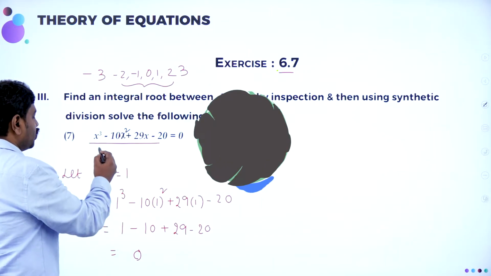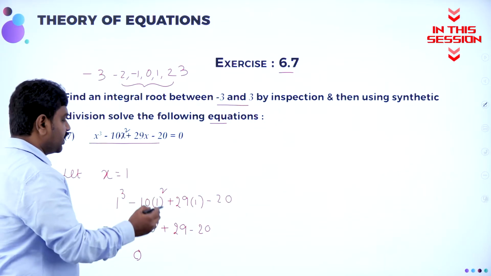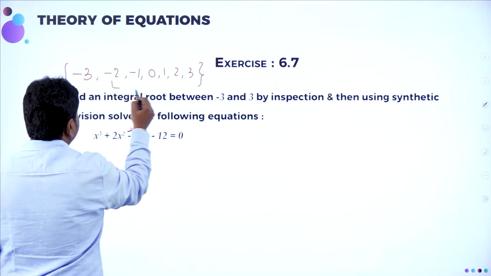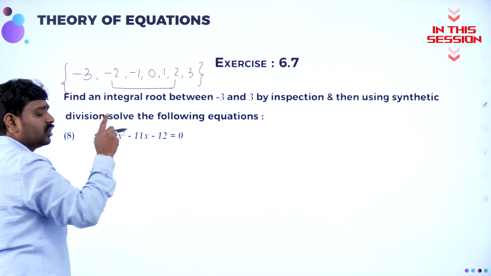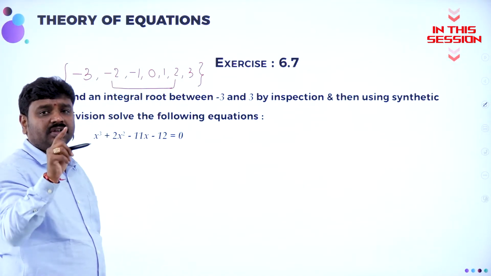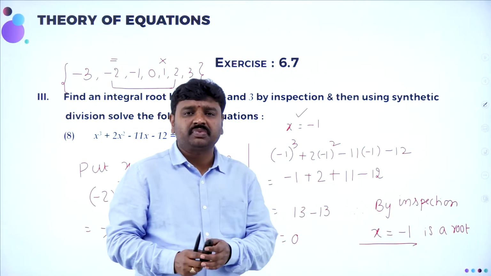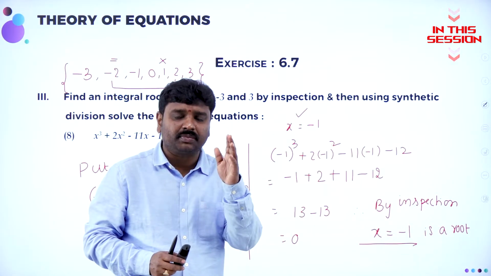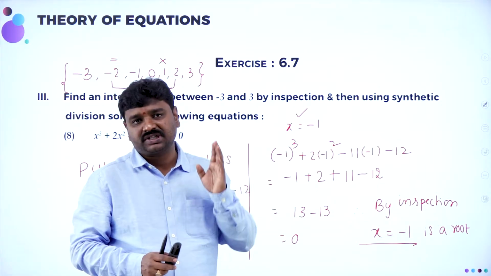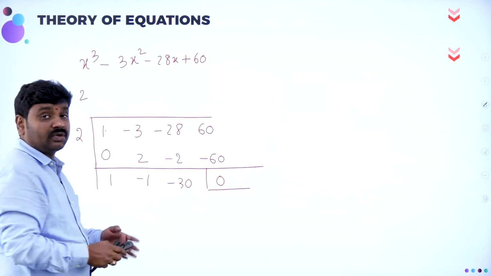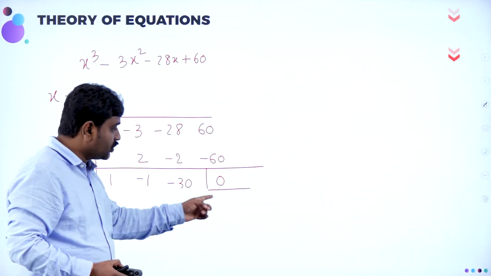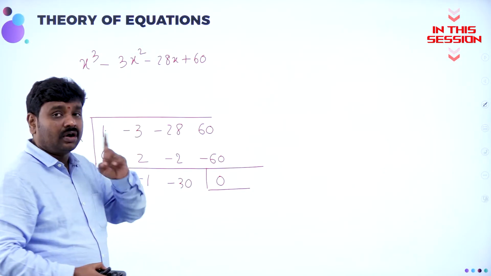When I put x is equal to 1 in the LHS of the equation, I am getting RHS 0. So within these numbers, any one will be the root that you should find by inspection. What is meant by inspection? Take the value, substitute in the place of x in LHS, you should get RHS. Dear students, you can see whether you are right or not. If you don't get 0 here, then the root you got is wrong.